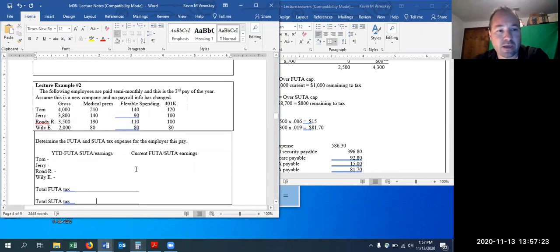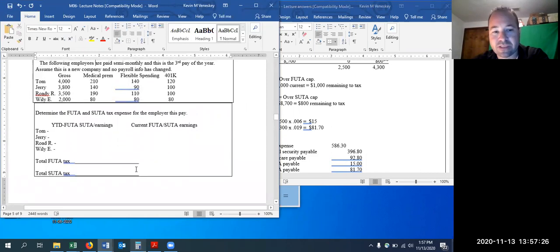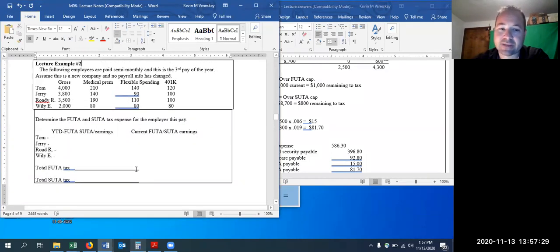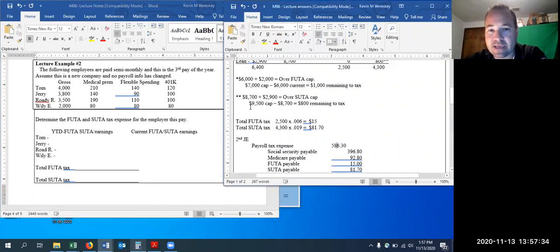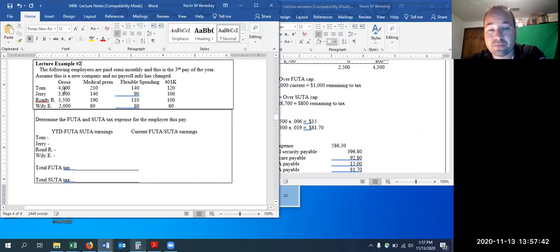All right, for a lecture example number 2, we're still going to do the same thing. We're still going to calculate the FUTA tax and the SUTA tax, but we're going to take one more step backwards. And instead of me giving you the federal income taxable wages, I now give you the gross amount. And I want you to determine how much is taxable. So out here to the side, this may be where you want to put the actual taxable amount, and then calculate it out to what their current year-to-date earnings would be, noting that this is the third pay of the year.